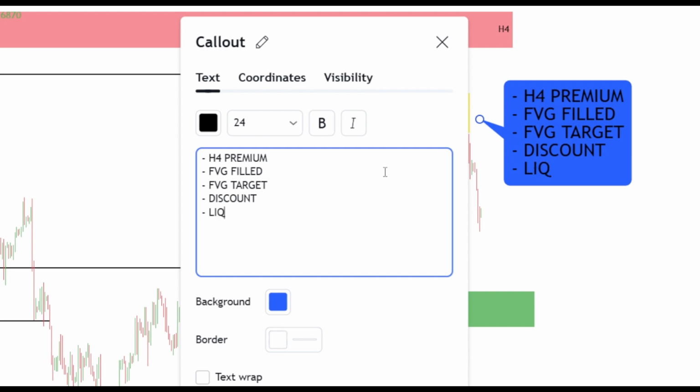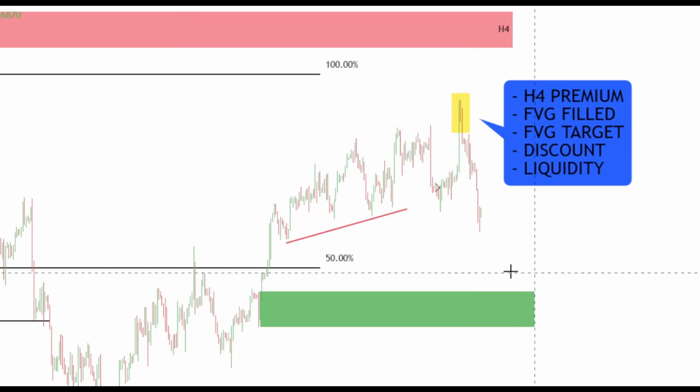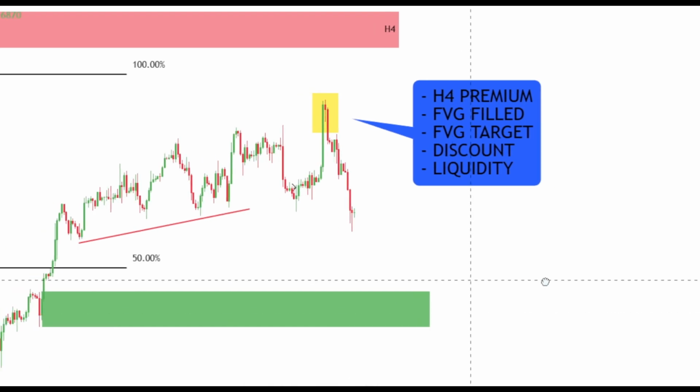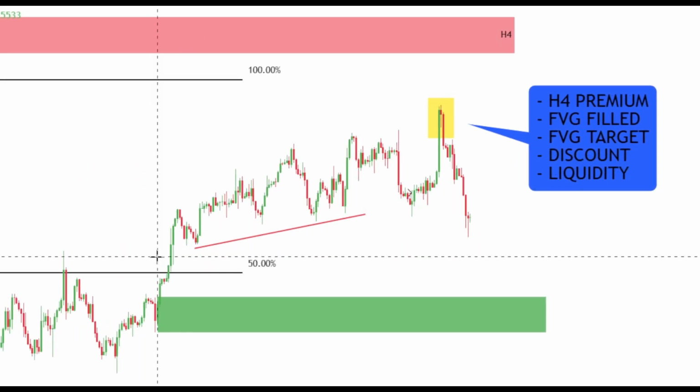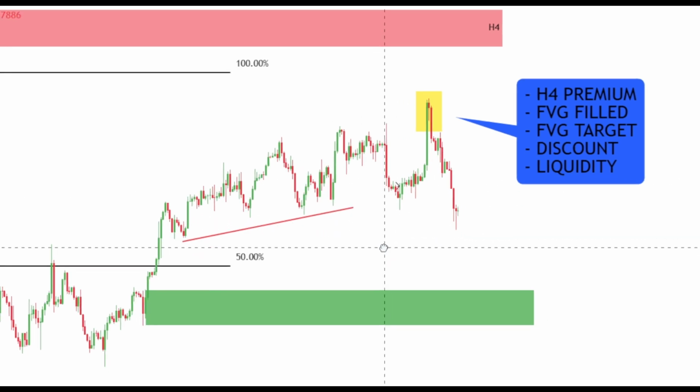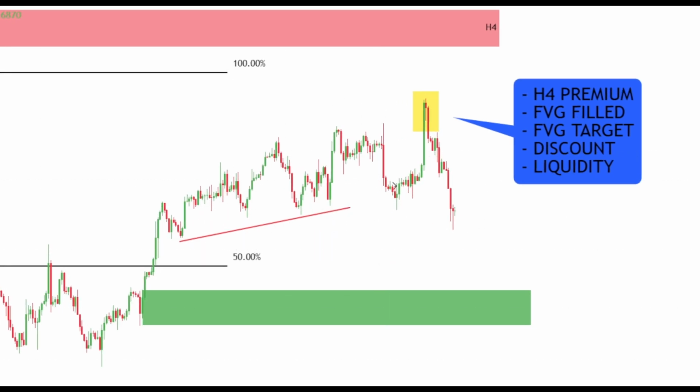Of course, we also have liquidity to consider. We have a very clean liquidity pool on GBP USD, so that's this lovely trend line over here. I expect this trend line to be swept, and I expect price to come down to, like I said on the daily time frame, at least down to this zone over here. So I expect lower prices from this zone.